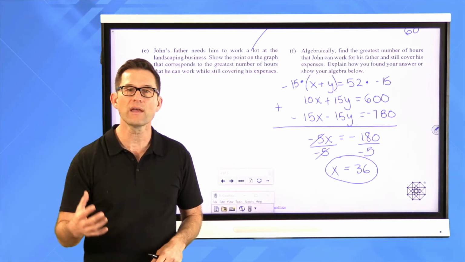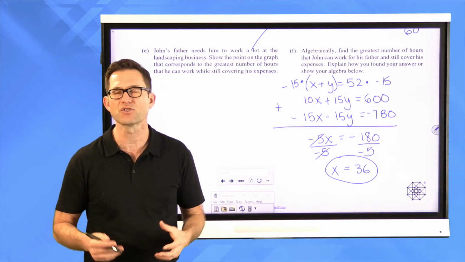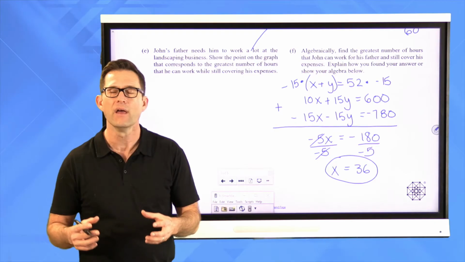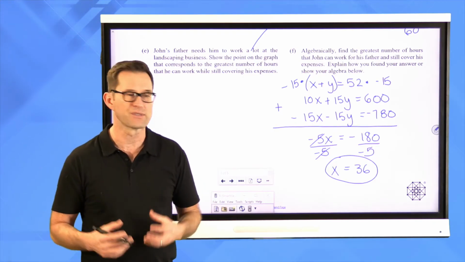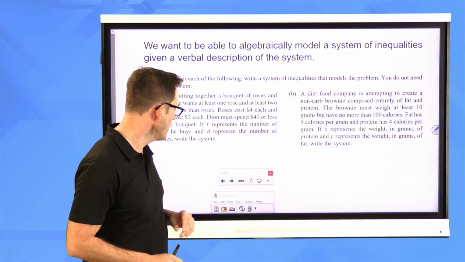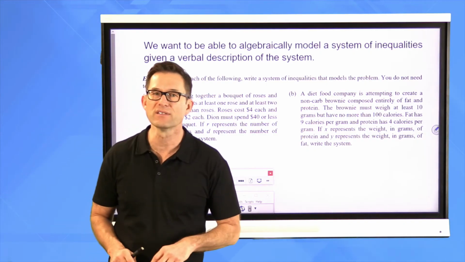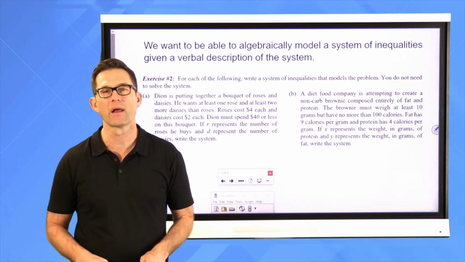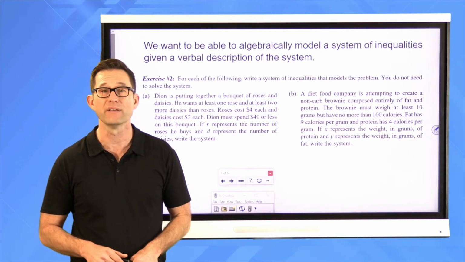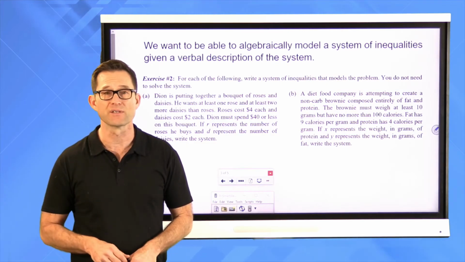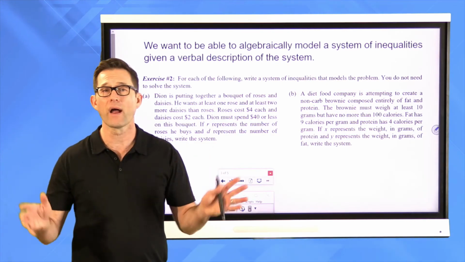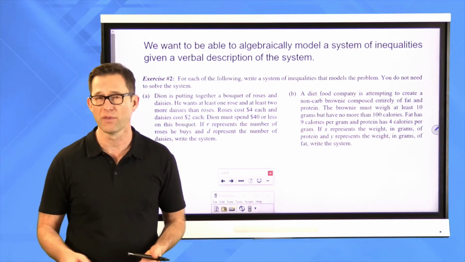You're looking at things, you're using various techniques, graphing, algebraic, all of that, to really try to understand what's going on. Now, part of what we want to be doing in situations like this is we just want to be able to algebraically model a system of inequalities given a verbal description of the system. Forget about solving it, forget about graphing it. I just want to be able to model it with the system, okay?